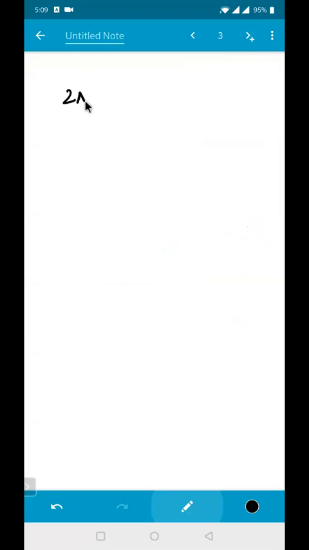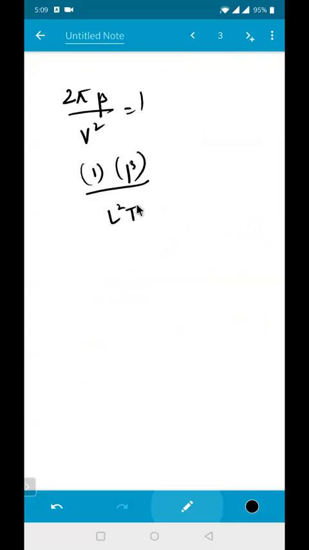So I'm writing here 2 pi beta divided by v square is equal to 1. So this one is a constant, so we don't have any dimension for this one. So this is beta divided by velocity, which is L square t power minus 2, whole square. That is equal to 1. So from this one, I'll be getting the value of beta. So beta is equal to L square t power of minus 2.